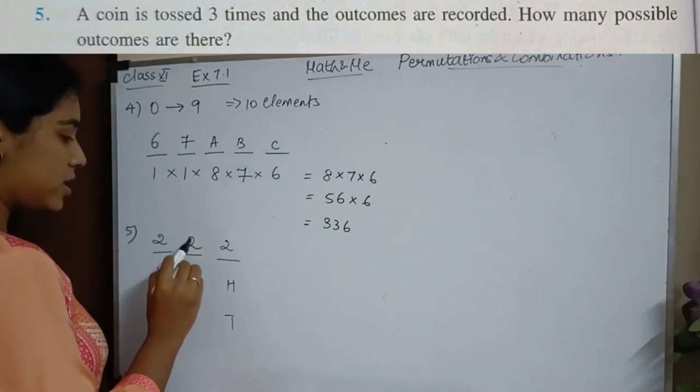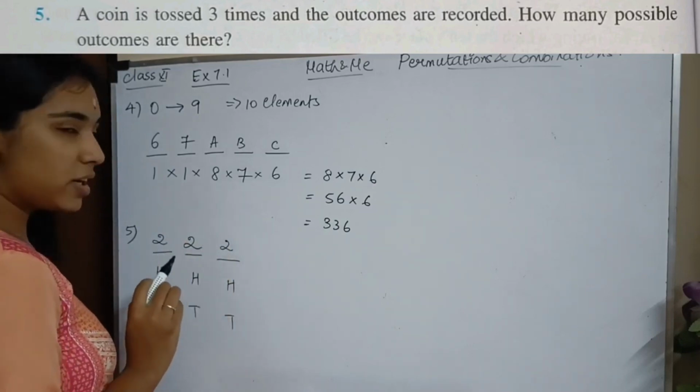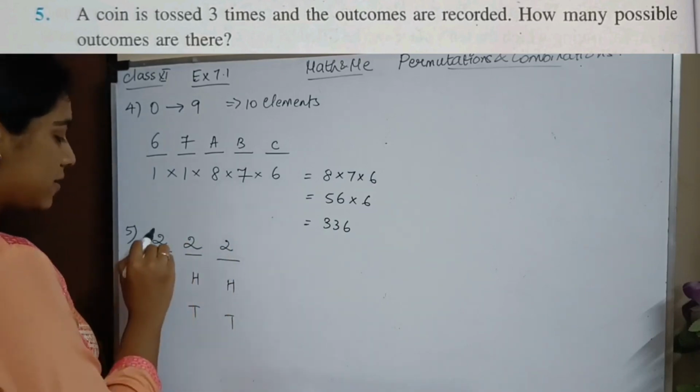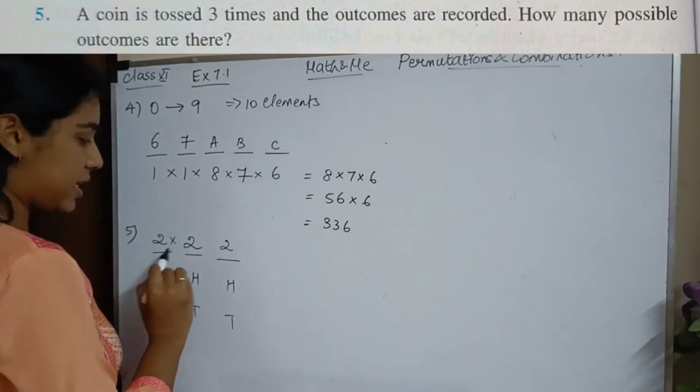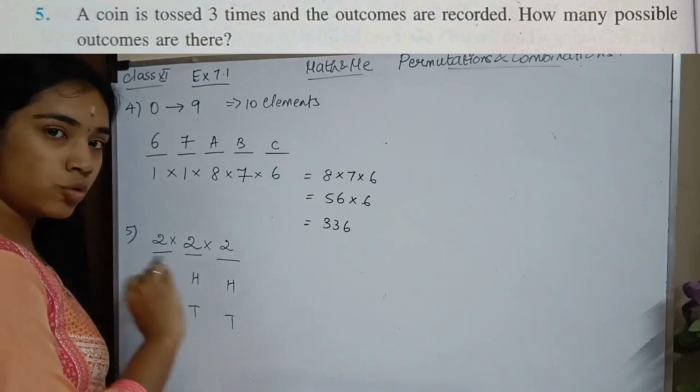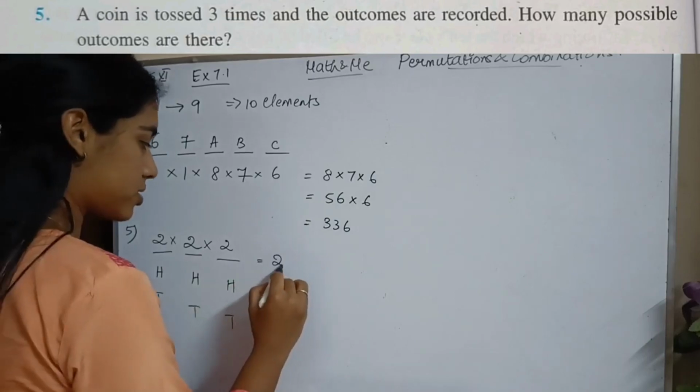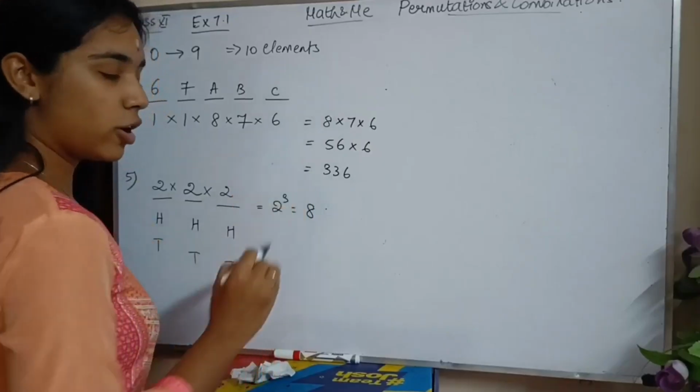So basically the coin is tossed 3 times. How many outcomes do you have in total? First outcome and the second outcome and the third outcome, so it will be the product. So it will be 2 cube, which is 8 options.